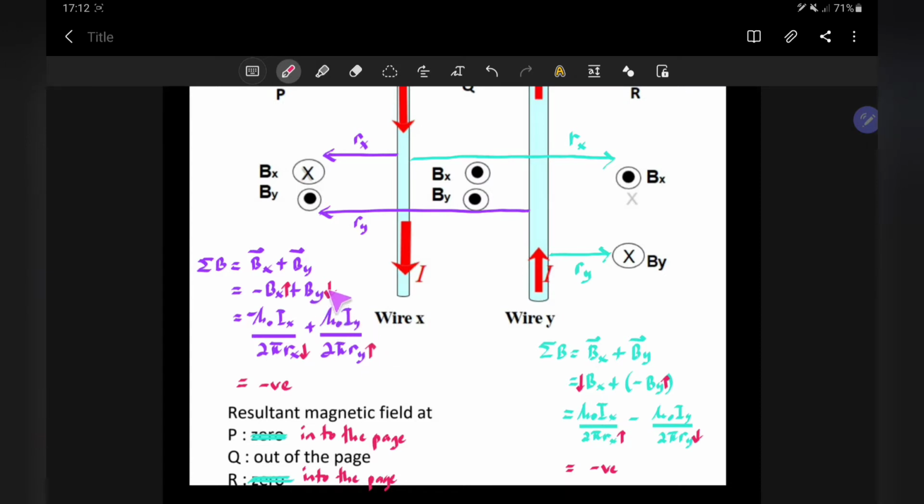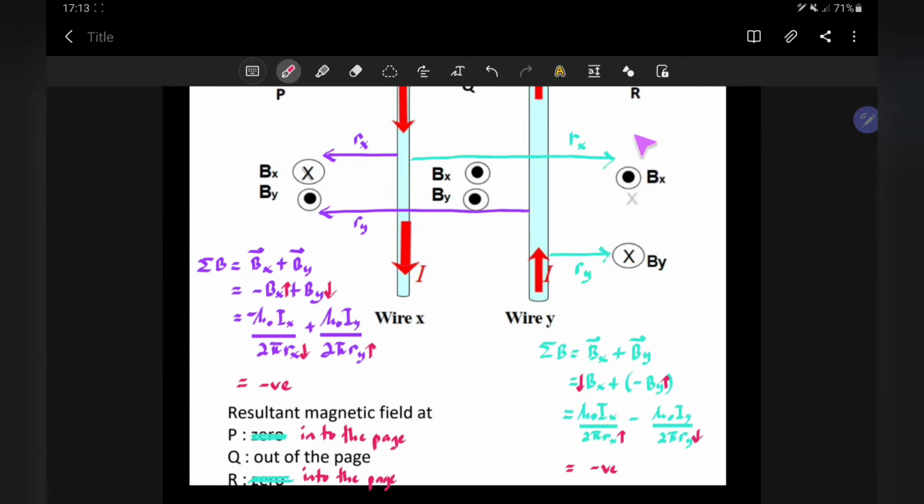So in this case, By is smaller than Bx, where By is positive while Bx is negative. So the negative value is greater now than the positive one. So by having greater value of negative, the resultant should be negative. So at P, it just directed into the page. Still the same for R.